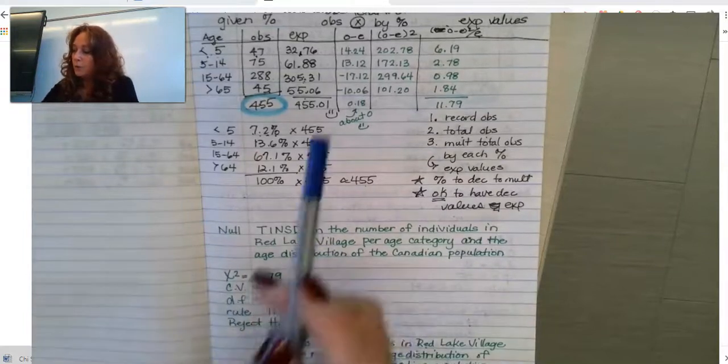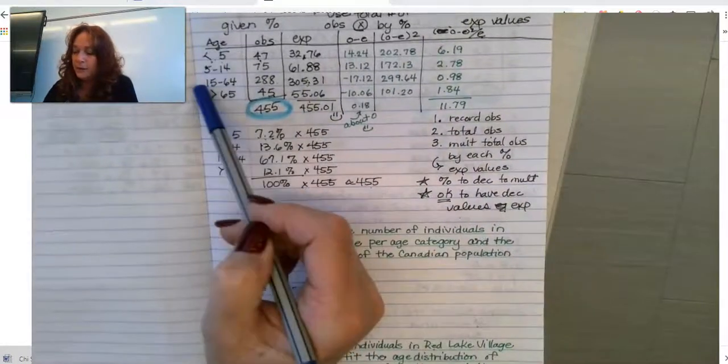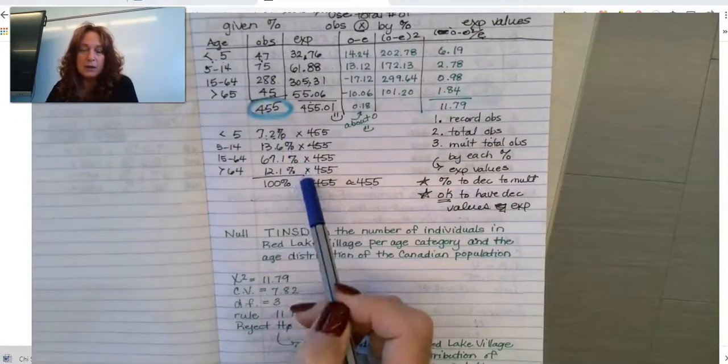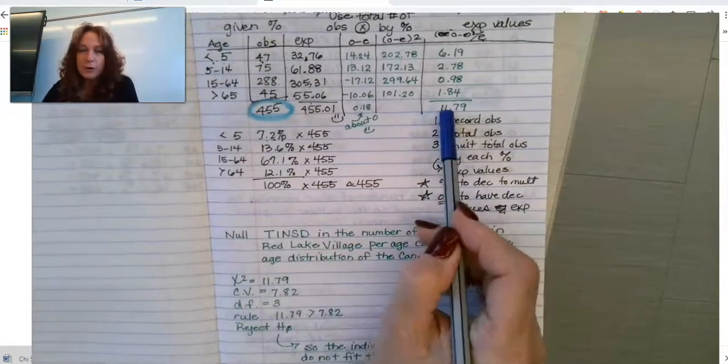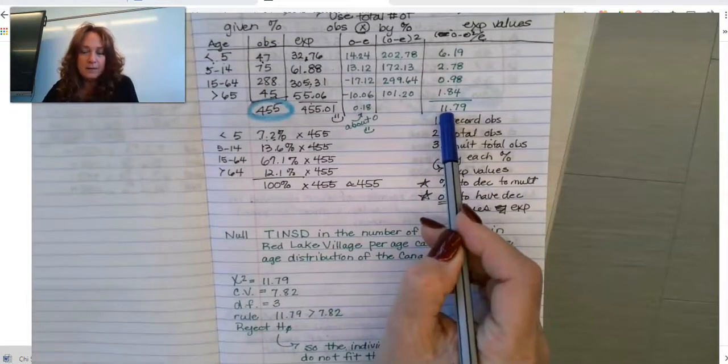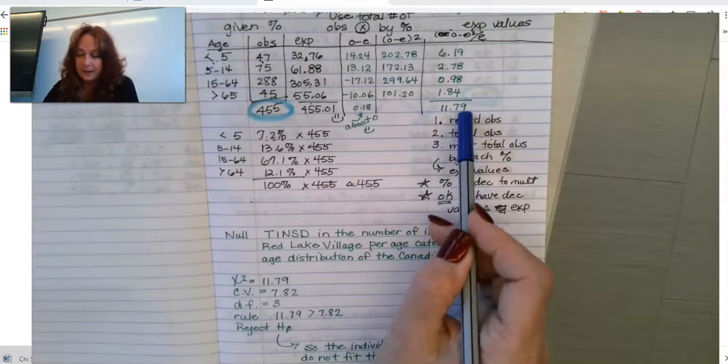So for the first question we had that had to do with age distribution based on percentages in the Canadian population, my chi-square is 11.79. If yours is a little close to that, like anywhere from 11.69 to 11.89, it'll be fine.